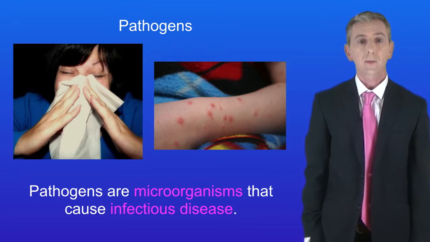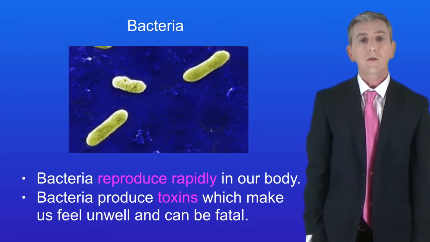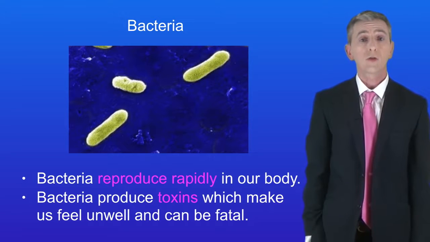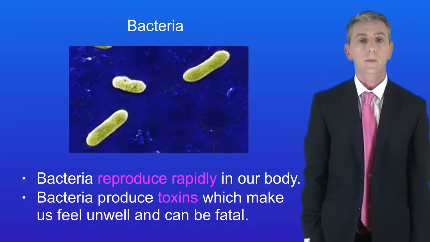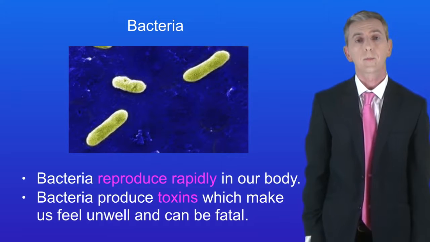There are two main types of pathogens that you need to know about at GCSE. The first of these is bacteria. You have to describe how bacteria make us unwell. If we get infected by bacteria, they can reproduce rapidly inside our body. As they do this, they make toxins. Toxins can make us feel unwell and can sometimes be fatal.